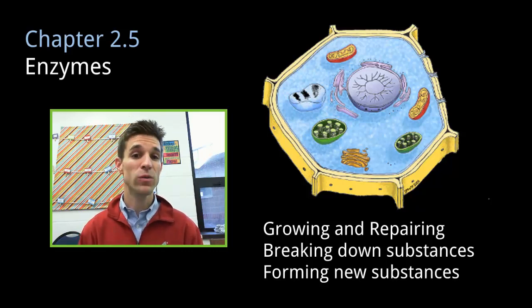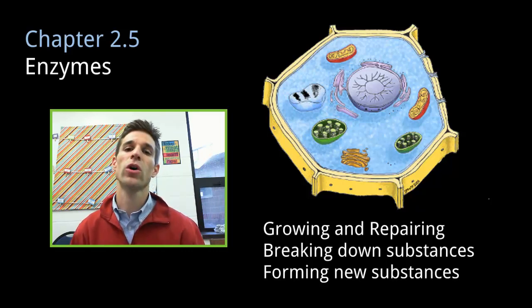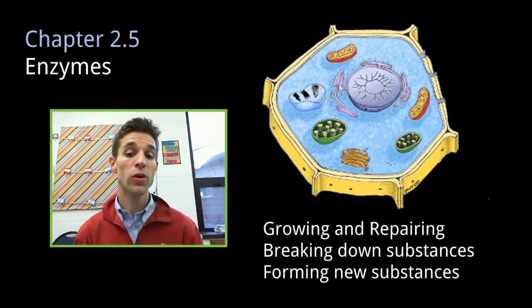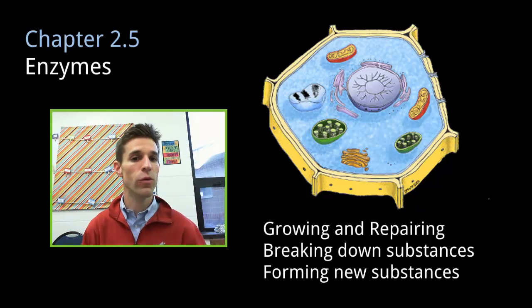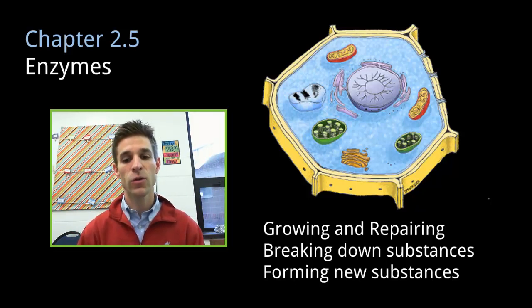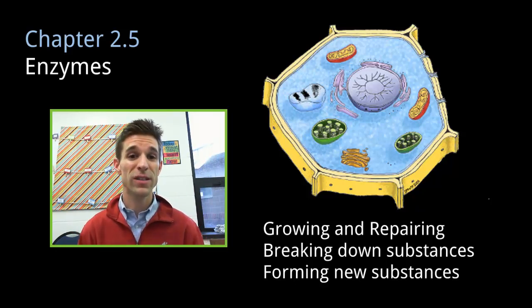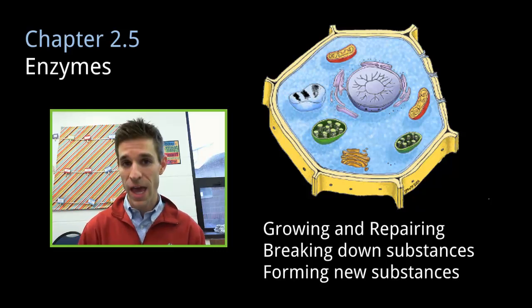Cells are also breaking down substances. Cells are really good at this. We call that digestion. And cells are also forming new substances. So we know that cells manufacture new substances for their own use. And those new substances are products of chemical reactions that involve enzymes.